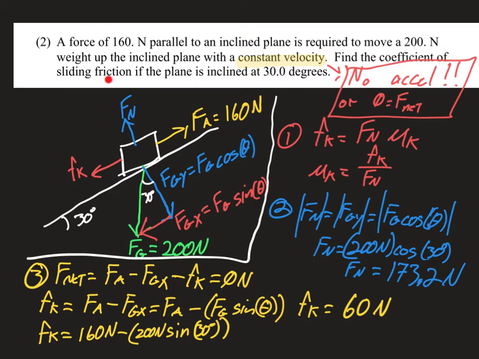Find the coefficient of friction, of sliding friction or kinetic friction, if the plane is inclined at 30 degrees. So I went ahead and put in our 30-degree angle here. I put in our mass, and that it's currently moving up with a force of 160. We know its weight, or its force of gravity, that's pointing straight down, is 200 newtons.